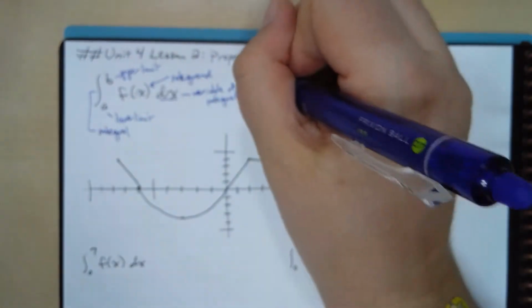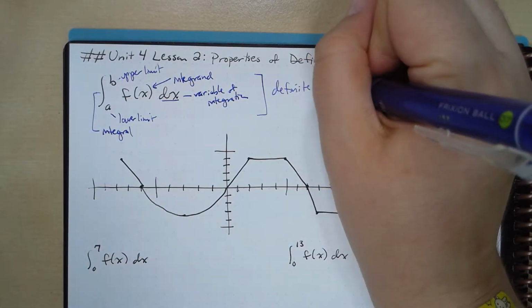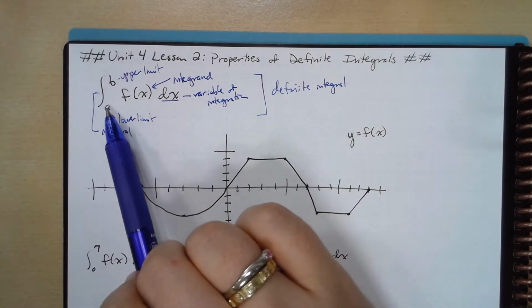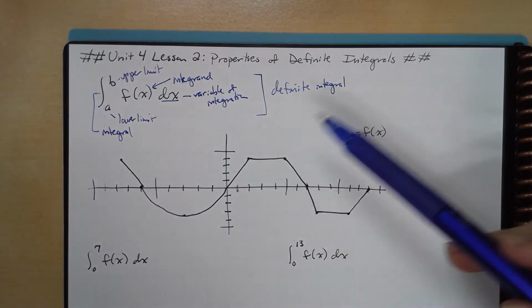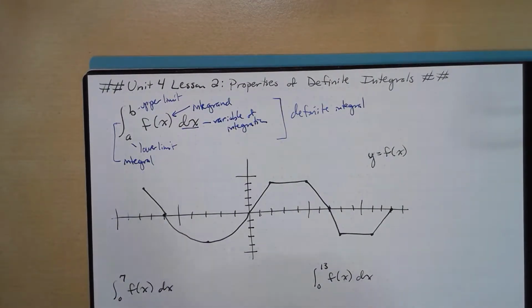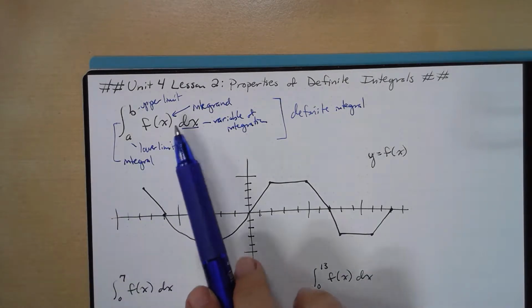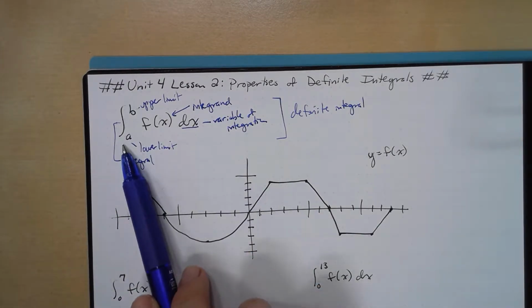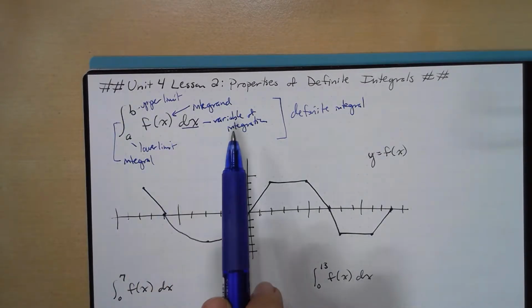And this whole entire thing here is called a definite integral, all right? Now, what's an indefinite integral? An indefinite integral does not have these upper and lower limits here, but the definite integral does. So if we wanted to read this, we would say this is the definite integral from a to b of f of x with respect to x. This dx means with respect to x, right?